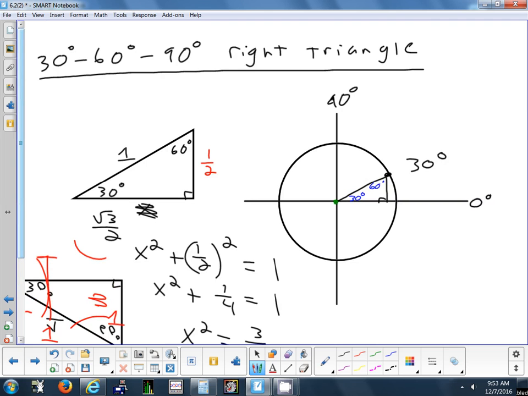If you start at the origin, how far do you have to go to the right? Square root of 3 over 2. The length of the bottom side is root 3 over 2. And how far up do you go? 1/2. There's your coordinate for 30. Now, I want to take a look at 60.